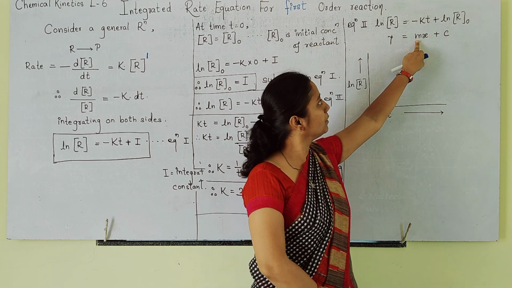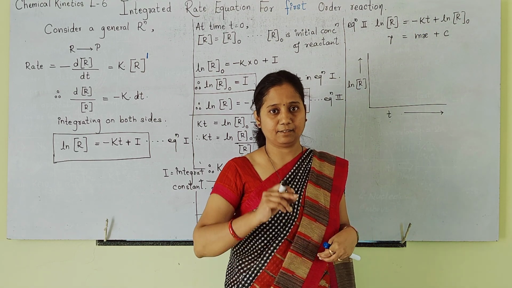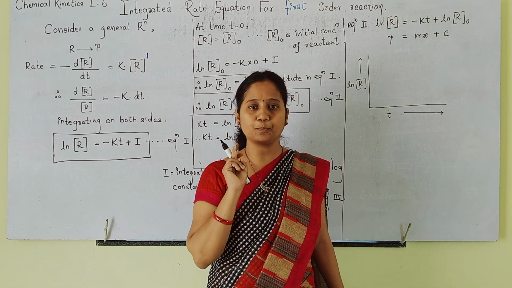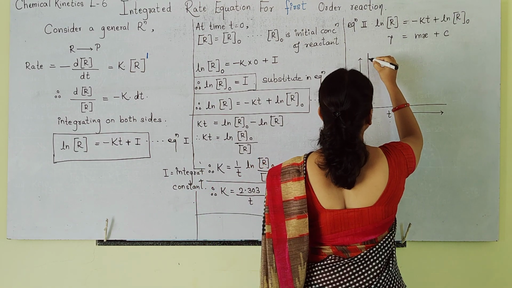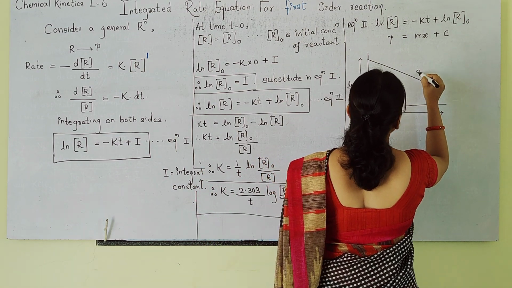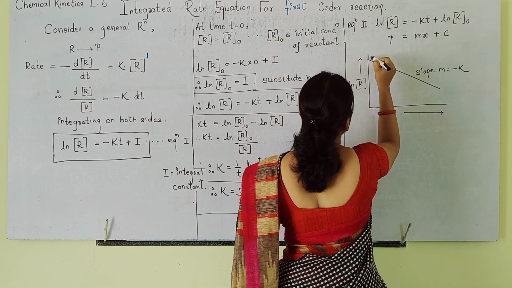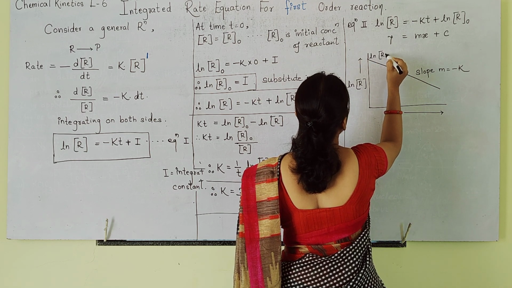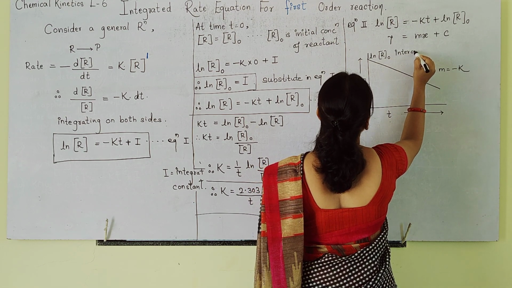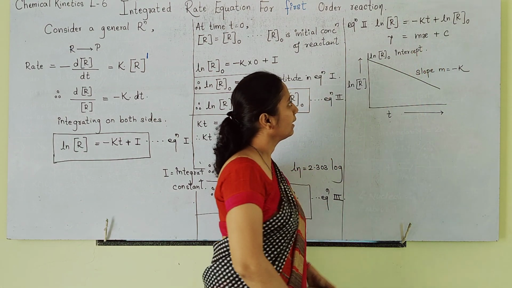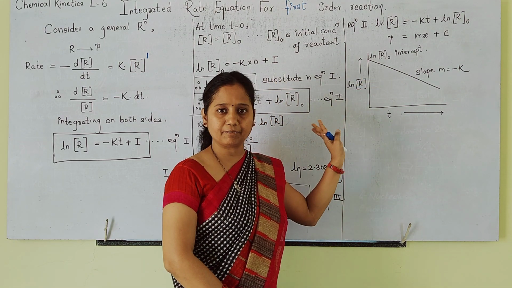What is the slope m? Slope is negative, minus k. And the intercept is also there. Plot such a graph so that the slope is negative and the intercept is there. So our graph will be like this. Here slope m is equal to minus k. Intercept is ln r naught. This is nothing but the intercept. Everybody got this graph properly?